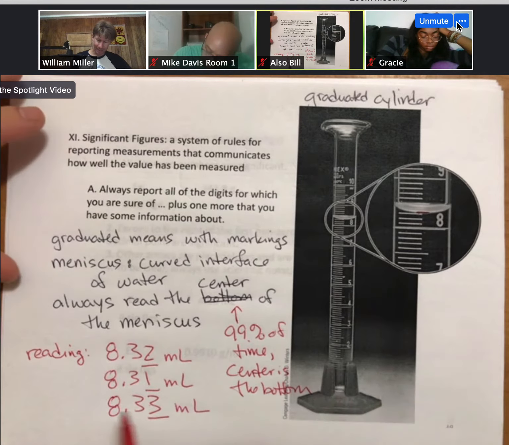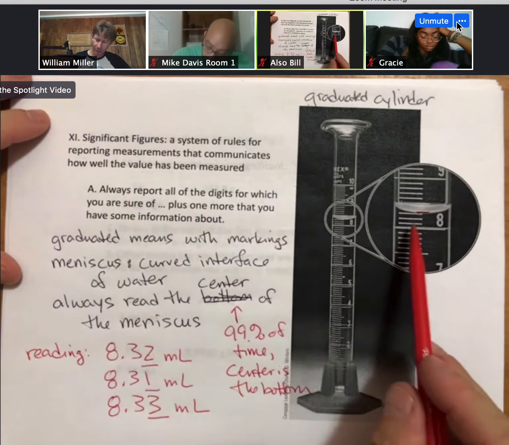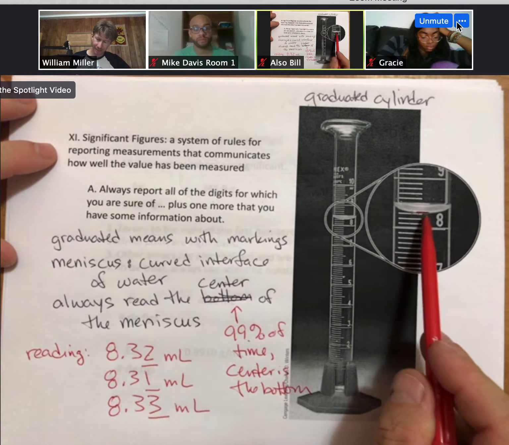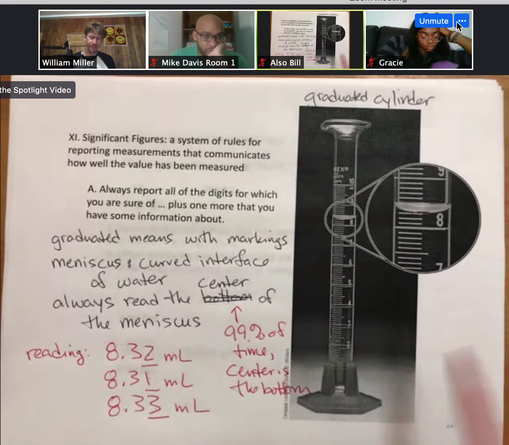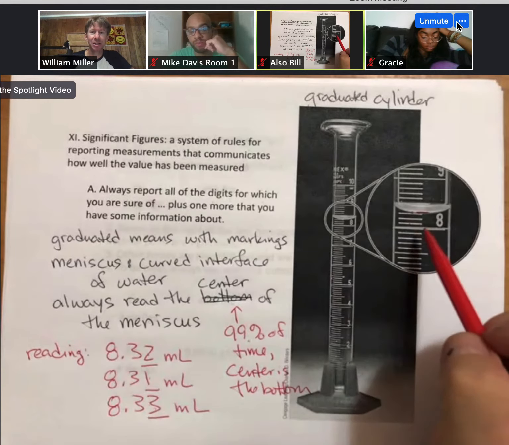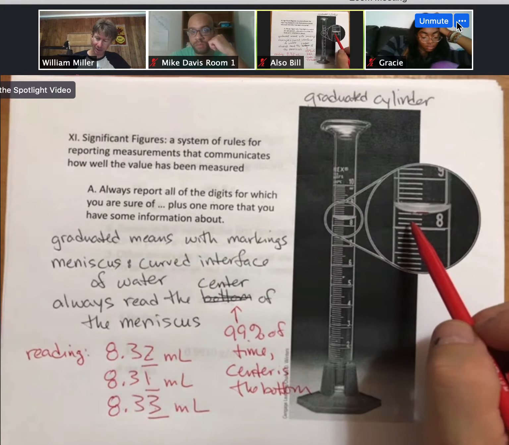So what I mean by always report all of the digits for which you are sure, we know it's 8.3 something. Then we're going to report one more digit that could be a 1, a 2, or a 3. Okay. And when we get to lab, I will show you pictures like this, and I will ask you to read correctly what the volume is in this case, based on where the meniscus is.